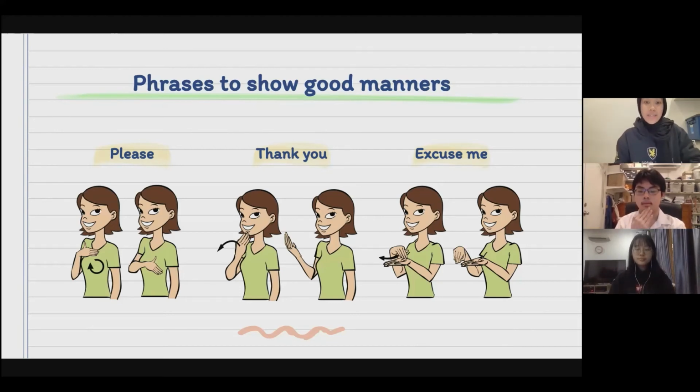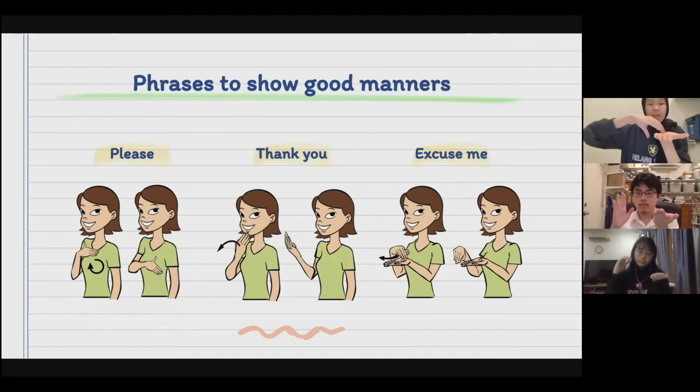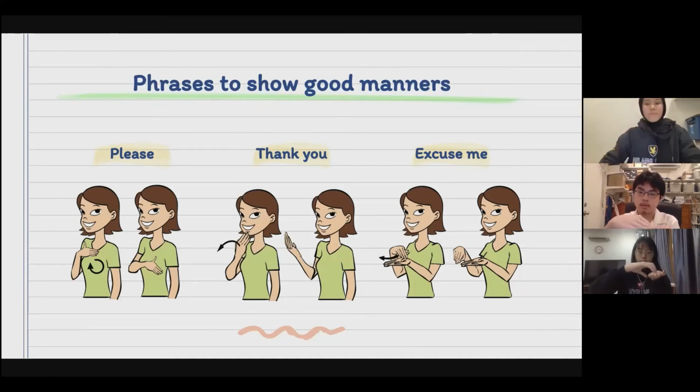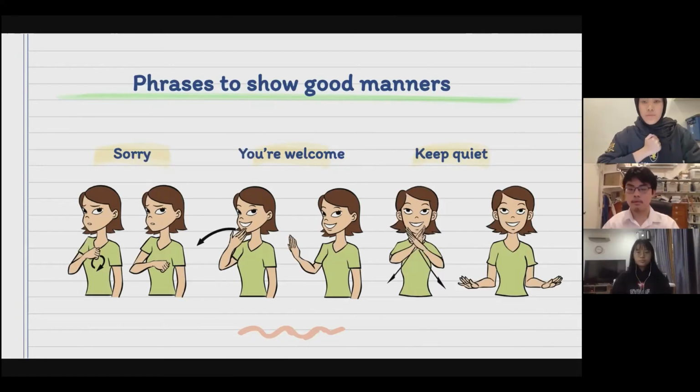Next is excuse me. So you take your left hand, turn it around like this. Then you take your dominant hand, you slide it forward. So excuse me. So if you want to apologize for something you did, you would say sorry. So to do that, you put your right arm in the middle of your chest like this, move it down like this.